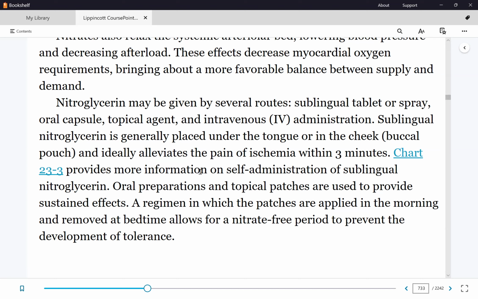Now, a few other details here on nitro. Nitro sublingual tablet or spray is supposed to generate a tingling or burning sensation under the tongue. That means the tablet is potent. Okay, that's a natural reaction. If there is none, usually maybe the tablet is expired or was damaged by sunlight.